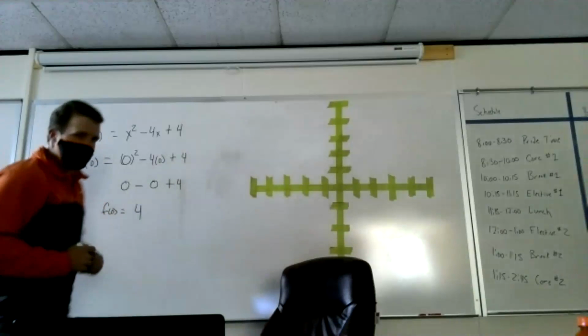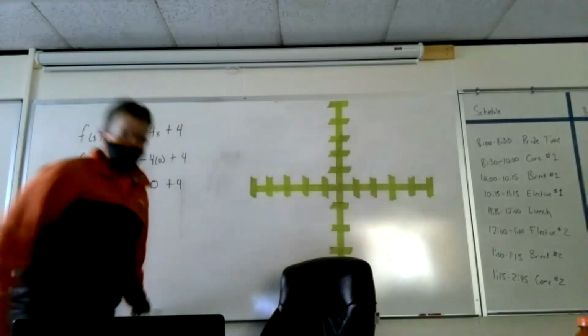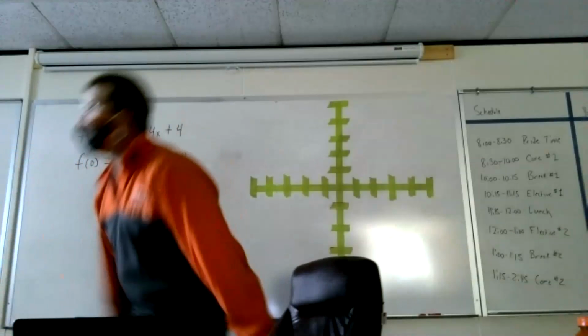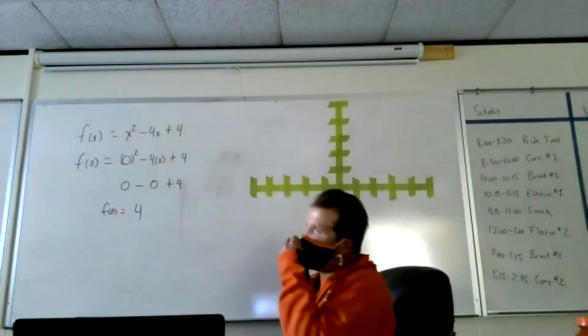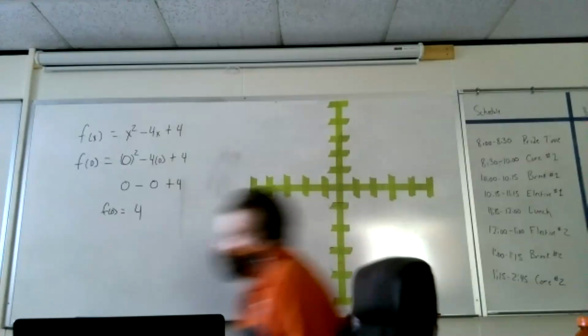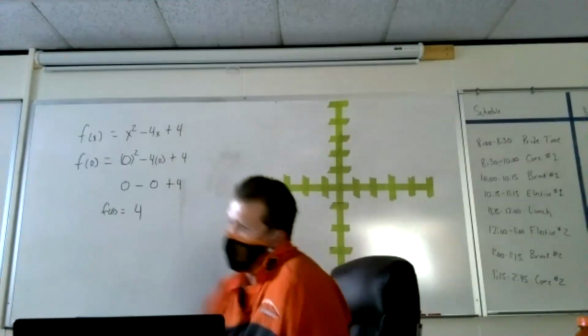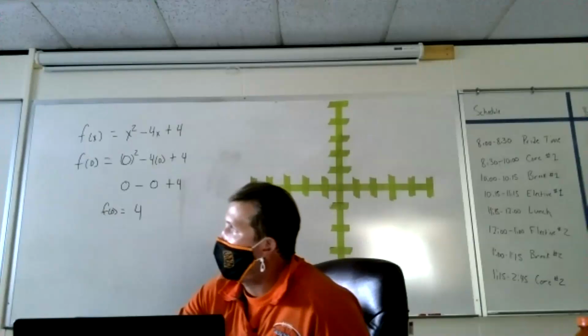But you can do it pretty quick and pretty easy if you remember how polynomial functions work, because 9 times out of 10, the constant at the end of the function turns out to be your y-intercept.